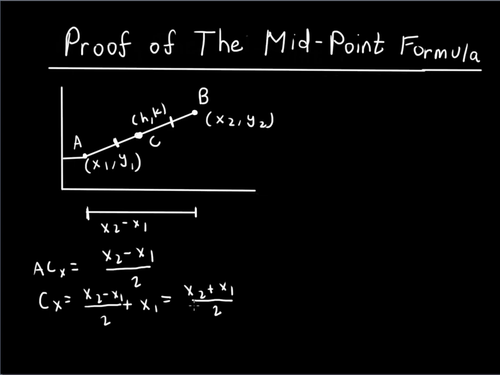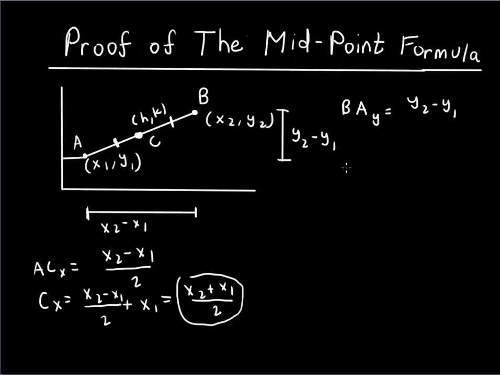Now we have to find the y value. For the y value, we basically do the same process but along the y-axis. What would the distance from B to A be along the y-axis? Well, it would be y2 minus y1. So BA along the y-axis is equal to y2 minus y1.